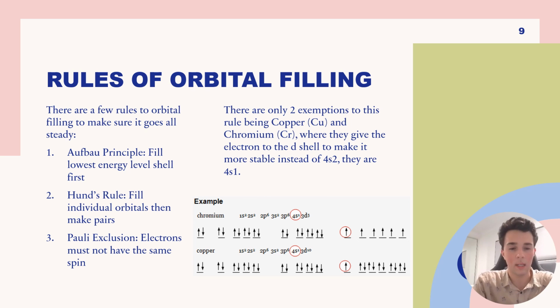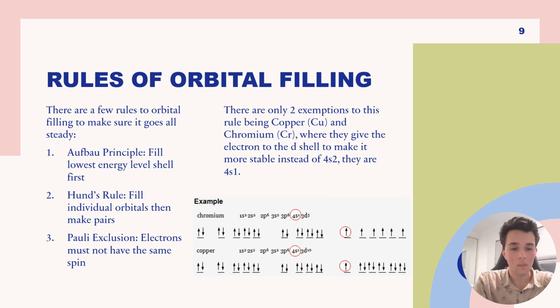Hund's rule is you should fill individual orbitals, then make the pairs. So Hund's rule is pretty much saying for one orbital, you should do that up arrow first, then you should do the down arrow next. Then this one, you should do the up arrow first, down arrow second. Then this one, this is where it starts to get interesting with Hund's rule. You do up arrow, up arrow, up arrow, and if you still have electrons to fill, you do down arrow, down arrow, down arrow. So it's pretty much asking you to fill each individual orbital first before making an orbital pair.